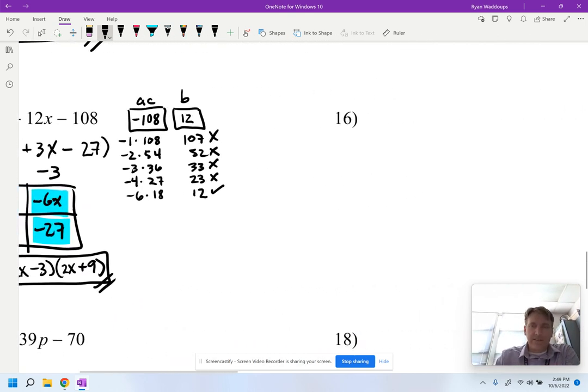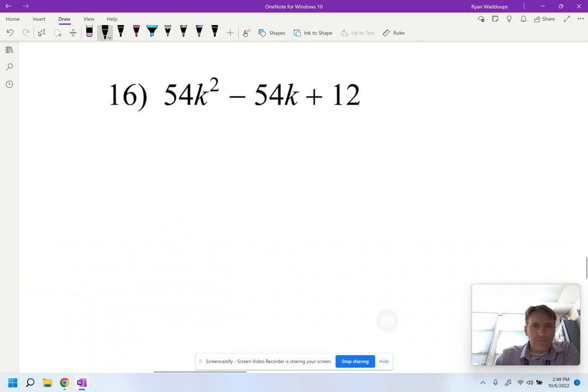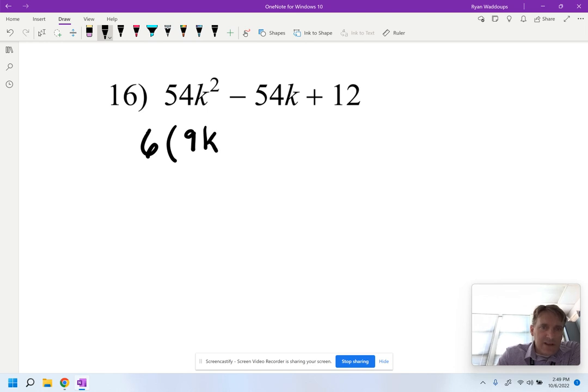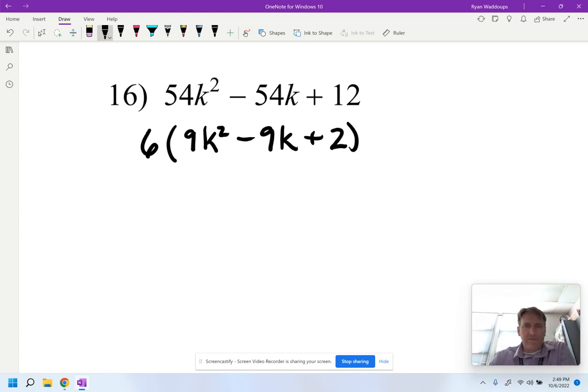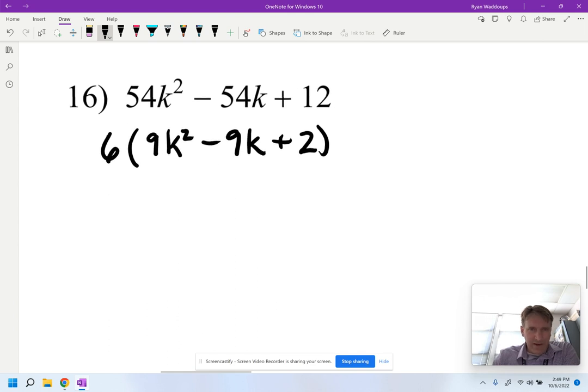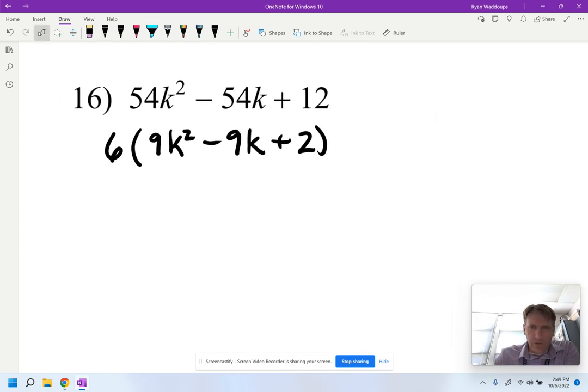All right, let's look at 16. 54 and 12. We know they have a 2 in common. How about 6? Big, big grizzly. So I'm going to put 6 here, and 6 times 9 is 54. 6 times 9k squared minus 9k plus 2. And so I factor that 6 out. Just makes the numbers that are left a little easier to work with.